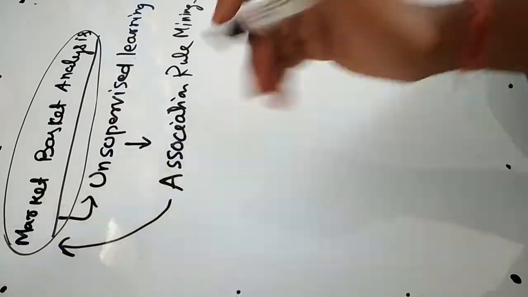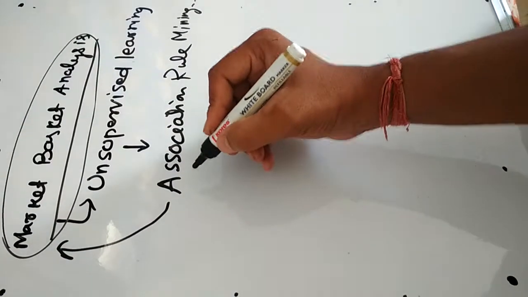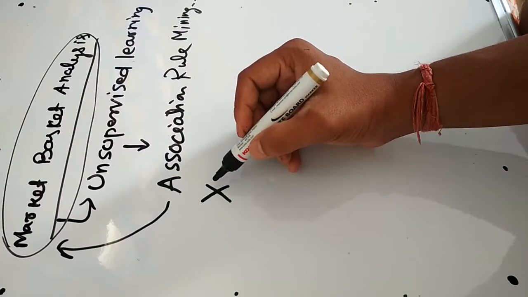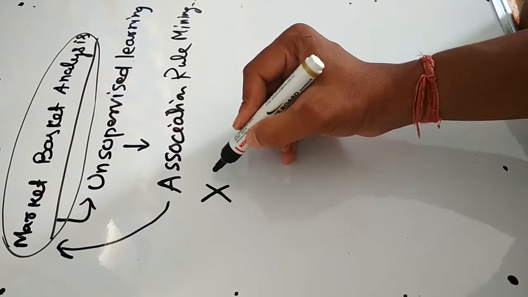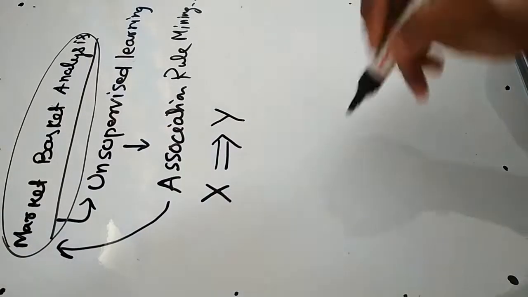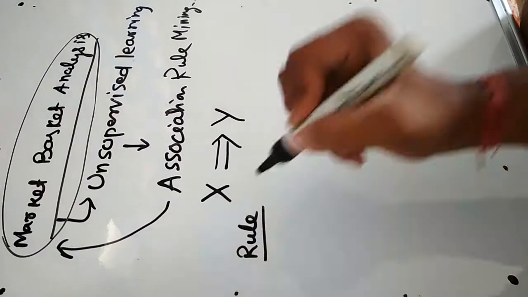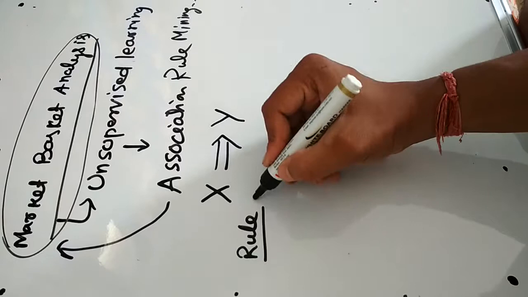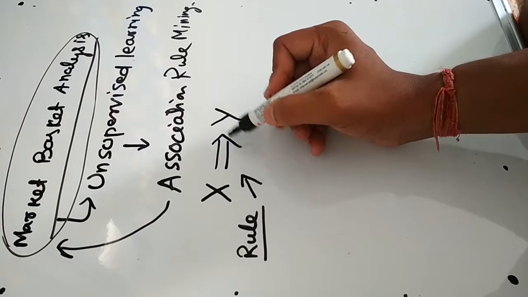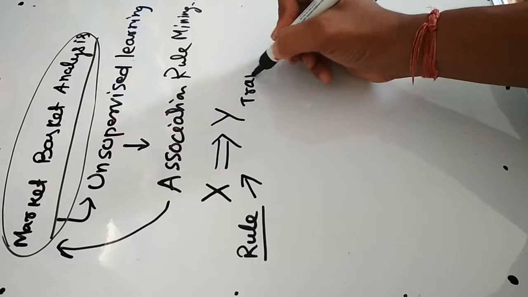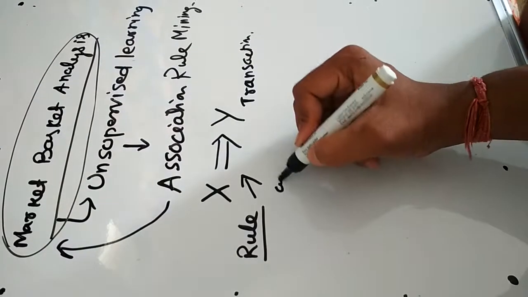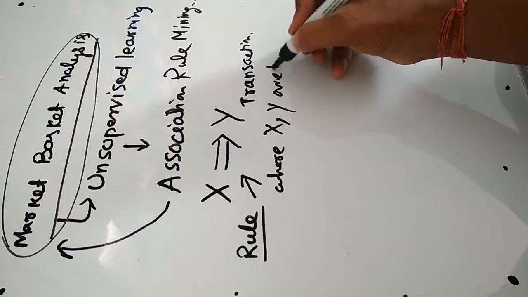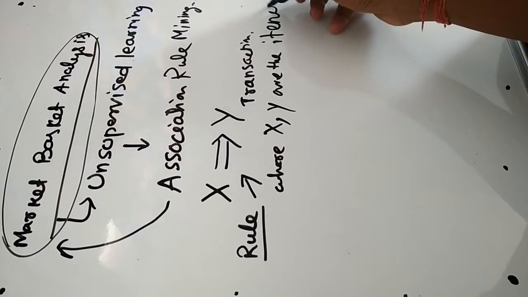Here one thing is important, that is X. Suppose X is a transaction. If I am buying X, then I am also buying Y. So this is a rule: if I am buying X, it means I am buying Y. So I can make it a rule like X arrow Y. This is also called a transaction, where X and Y are the items. Getting?